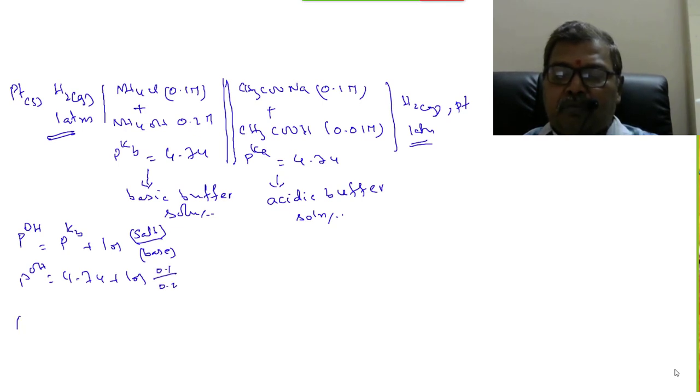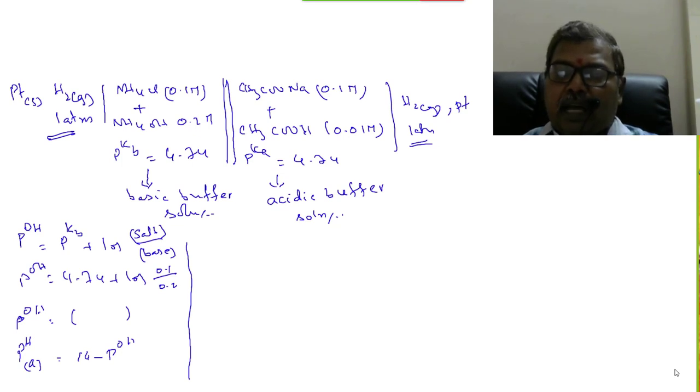And you simplify this pOH: you will get 4.74 plus log 1 by 2. So log 1 by 2 is nothing but log 0.5. Log 5 value is 0.6990; take the characteristic and simplify it. Then pH in the anode half cell is calculated like this: 14 minus pOH. This is the procedure to calculate the pH of the solution in the anode half cell.